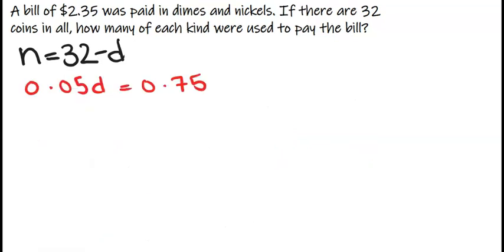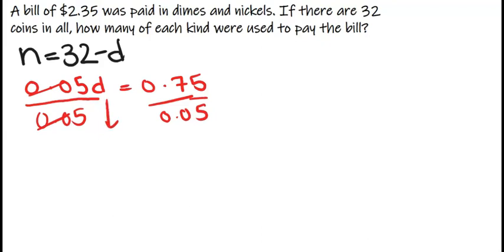Okay, now all we need to do is divide by 0.05 on both sides of the equation, because whatever you do on one side of the equation, you have to do it on the other. So D is left here. So it'll go down. D. And then the equal sign will drop. 0.75 divided by 0.05 is equal to 15. Now we know that there are 15 dimes.